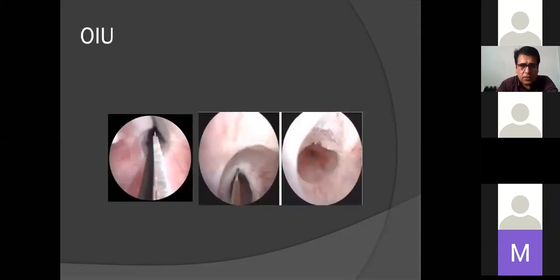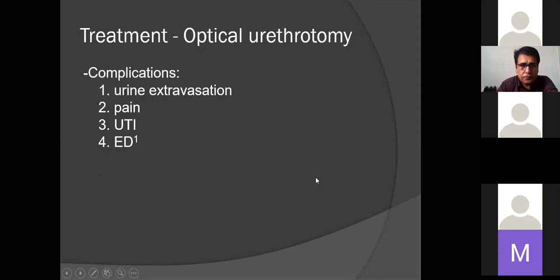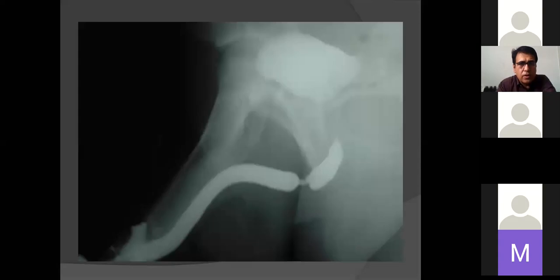Here you can see the pictures of optical internal urethrotomy. This is a stricture where he's cutting with the cold knife, 1 and 2. Now here, the stricture is cut. So you can see this is a broad opening now, which was very narrow initially. Complications can be urine extravasation, pain, urinary tract infections, or sometimes erectile dysfunction, but this is very rare with optical urethrotomy. Again, the picture of the urethral stricture.